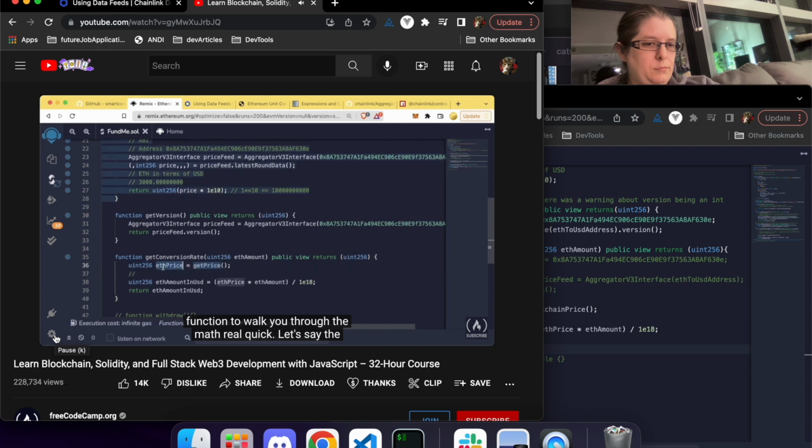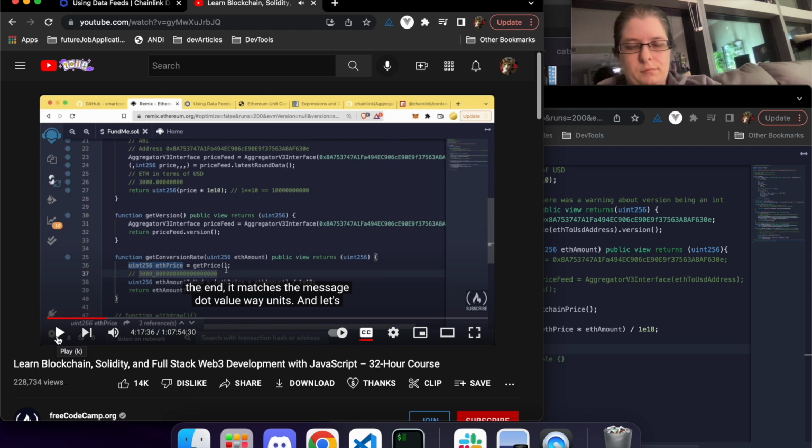To walk you through the math real quick, let's say the ETH price is going to be $3,000. So it's going to be 3,000, but it's going to have an additional 18 zeros tacked on the end. It matches the msg.value way. I'm just, yeah, so if 1, shouldn't it be 17? Unless it's just 18 is where the dot is. So for 1, it would be like 18 zeros and a 1. So yeah, 3,000 is there.